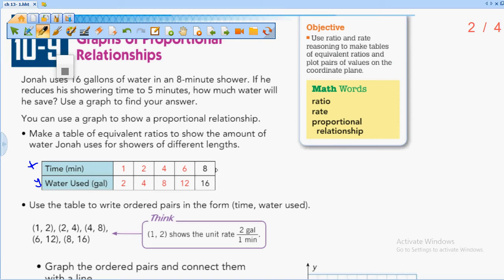So here, when I want to find the ratio between x and y or y and x, I can say y over x is 2 over 1. It's 2; 4 over 2, again it's 2; and 12 over 6, it's 2; and 16 over 8, it's 2. So that's why this is a proportional relationship.